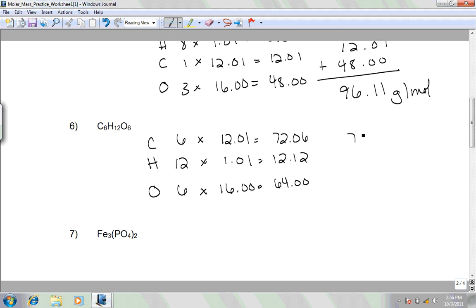We're going to add these numbers together to find out its total molar mass. And that comes out to be 180.18.